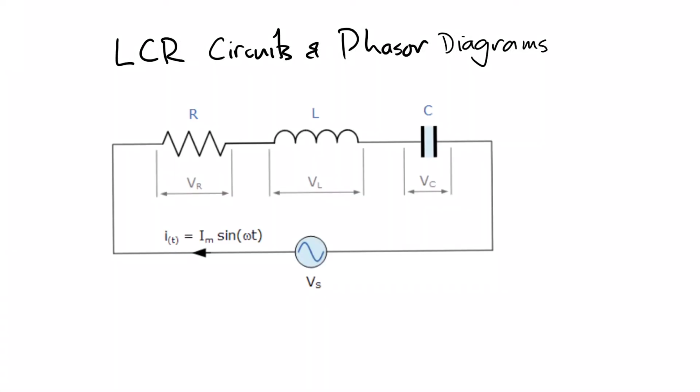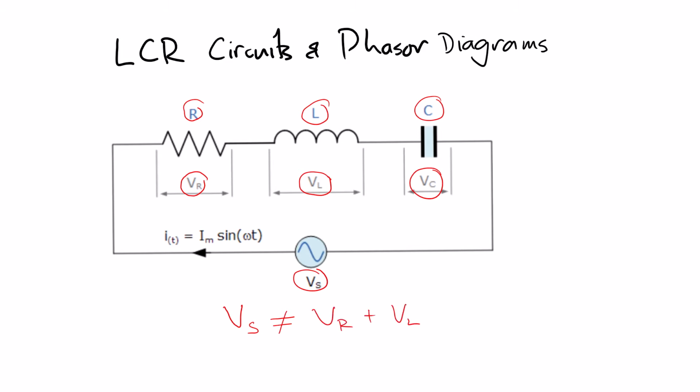This is an example of an LCR circuit where we've got a resistor, an inductor and a capacitor, and we can measure the voltage across the resistor, the voltage across the inductor and the voltage across the capacitor. And here we've got the supply voltage, and what we discover is that the supply voltage is not equal to the sum of the three voltages around the circuit, because these voltages are out of phase.